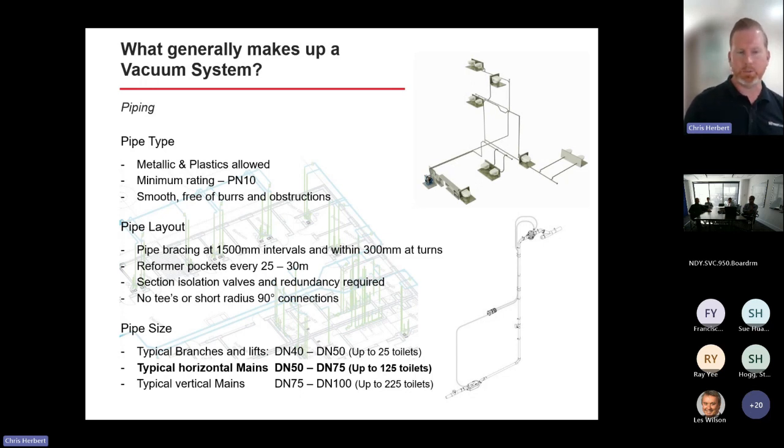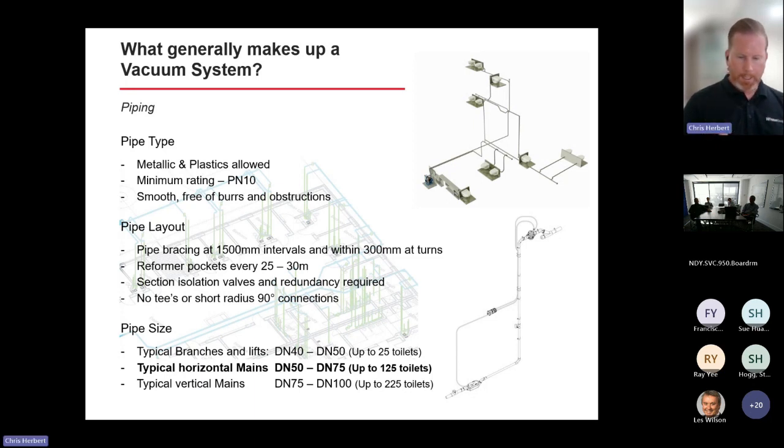And we'd always isolate a toilet or an interface, like a grey water interface or a buffer or something like that. So as we can service that particular piece of equipment, if a toilet's broken or it's at planned maintenance, we close the isolation valve and we can work on that toilet. And no T's and short radius 90-degree connections.